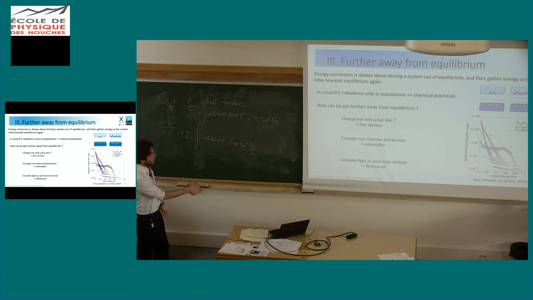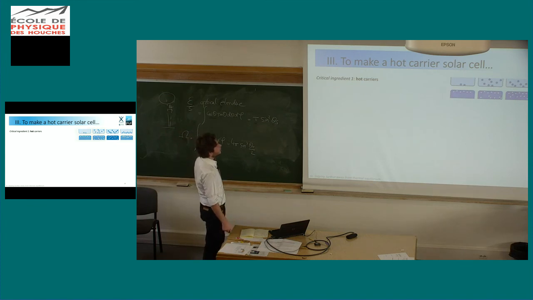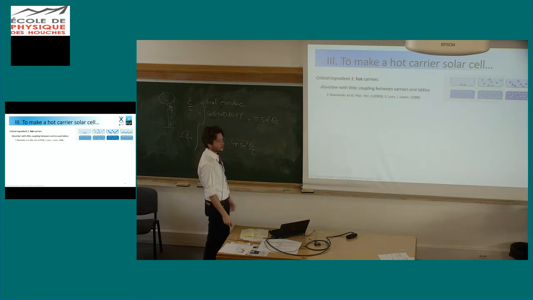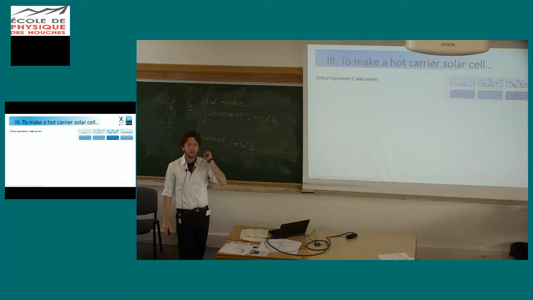So I will just highlight hot carrier solar cells to finish. The idea for the hot carrier solar cell is to try and harvest energy here, so to get energy before carriers have recombined towards the bottom of the band, have relaxed towards the bottom of the band. Essentially, if you want to do this, you're going to need 2 ingredients.